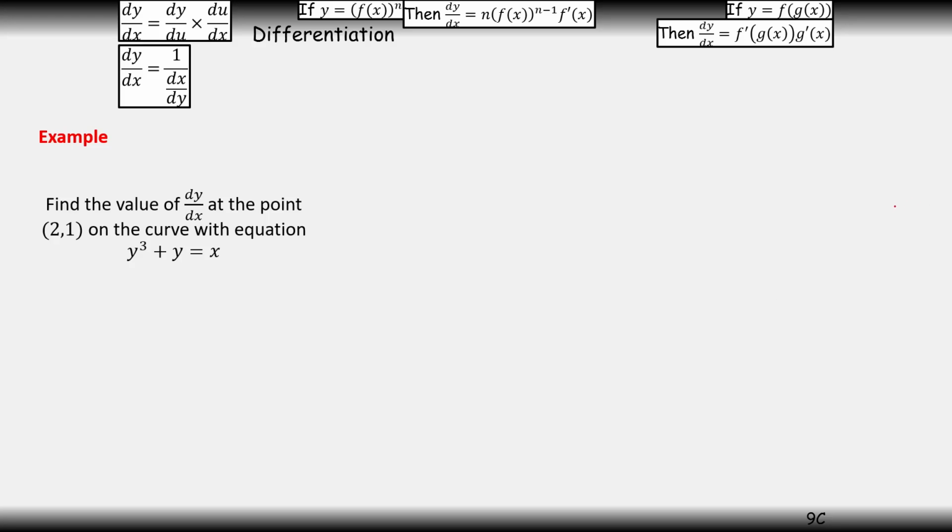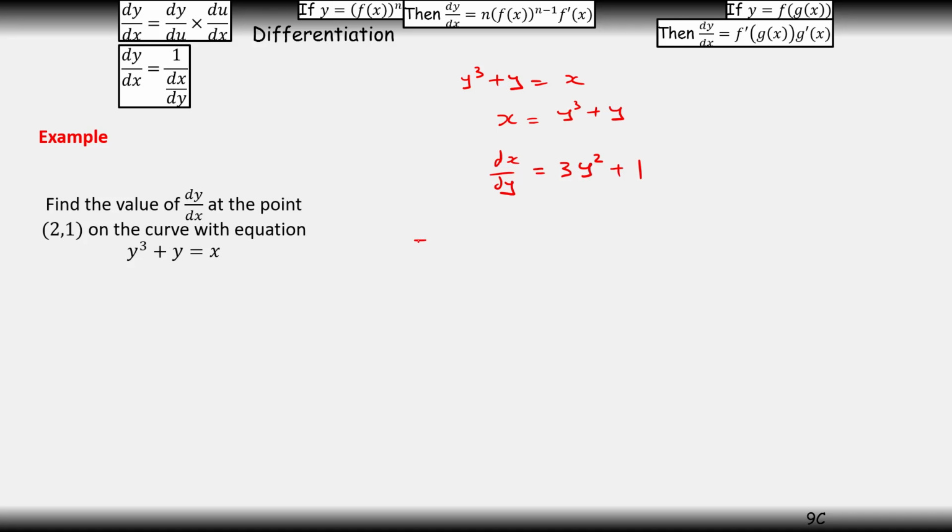Right, so this is such an example. We've got to find the value of dy over dx, so the gradient at (2, 1), and the curve they've given us is y cubed plus y equals x. So let's write that here. y cubed plus y equals x. Or if we write it the other way around, x is equal to y cubed plus y. So I can differentiate that with respect to y. So dx over dy, just normal differentiation, gives me 3y squared plus 1.